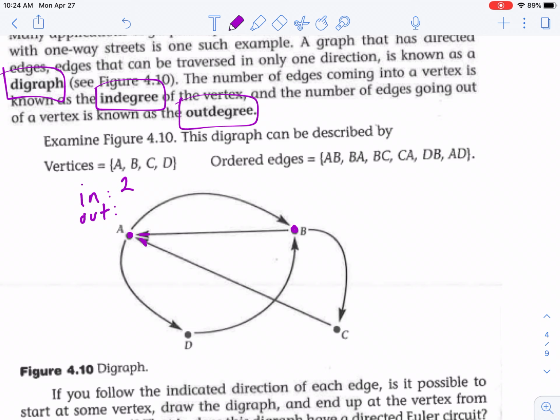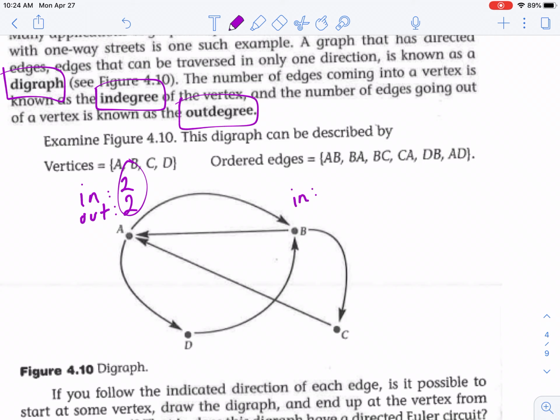And then how many arrows are going out of point A? Well, there's also 2 going out. There's one going this way and one going this way. So it's got an out degree of 2 also. Okay? That's a good thing when they match. See how the 2 and the 2 match? That's good. Okay? So let's analyze this at each point.